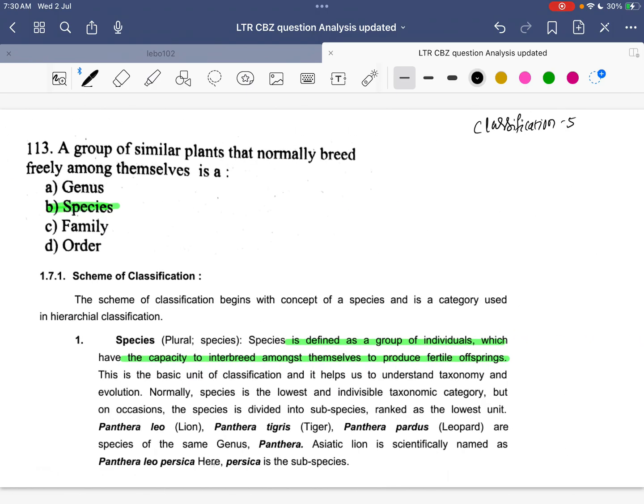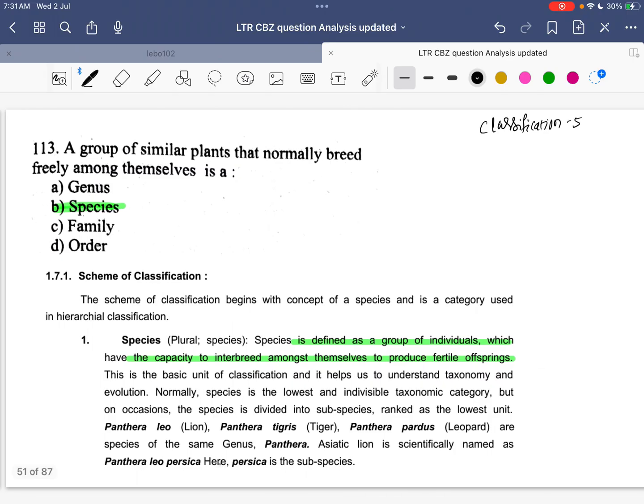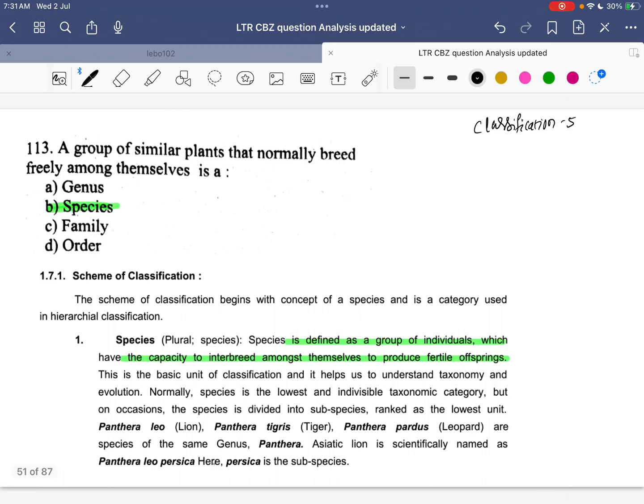A group of similar plants that normally breed among themselves. In the usual kingdom classification hierarchy, the group of similar plants that normally breed or reproduce among themselves, interbreeding among themselves, is called species. That will be the answer. The reference is from the NCERT book: a species is defined as a group of individuals which have the capacity to interbreed among themselves to produce fertile offspring.